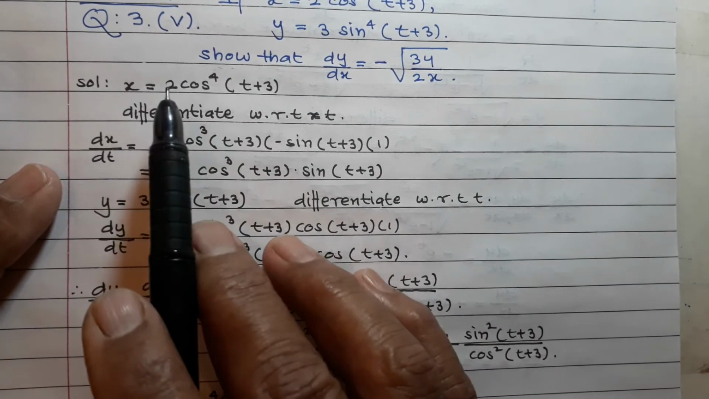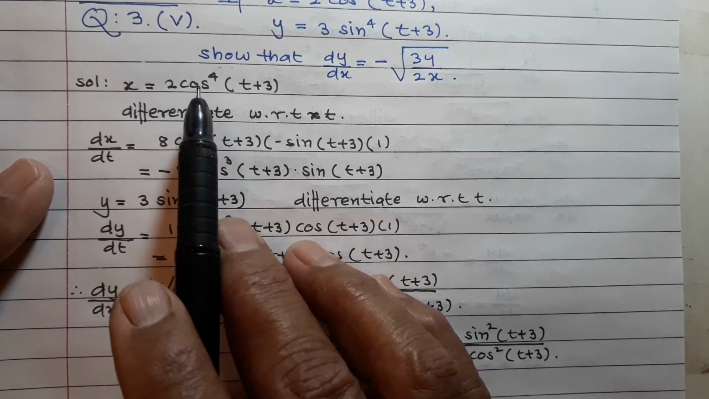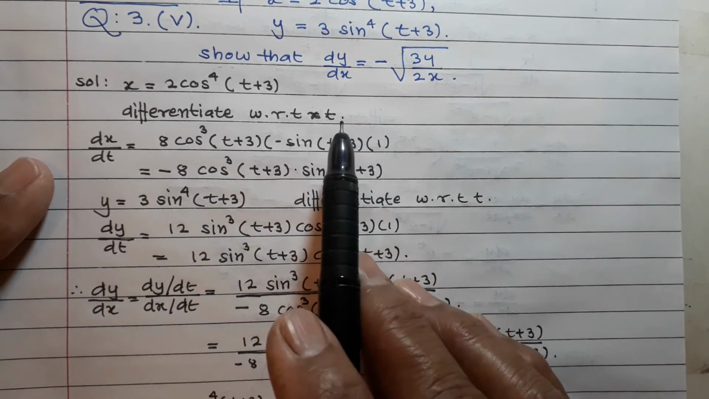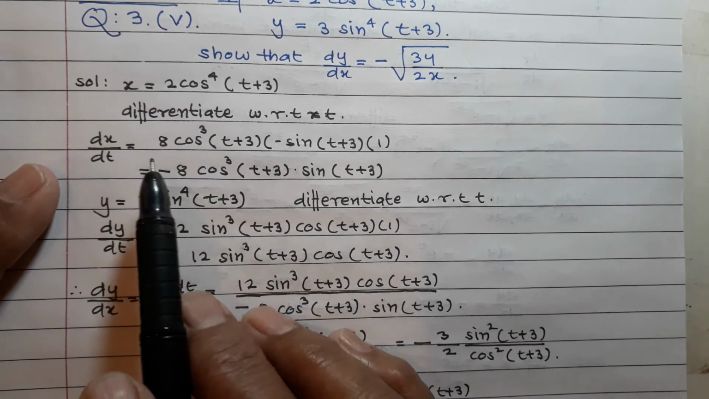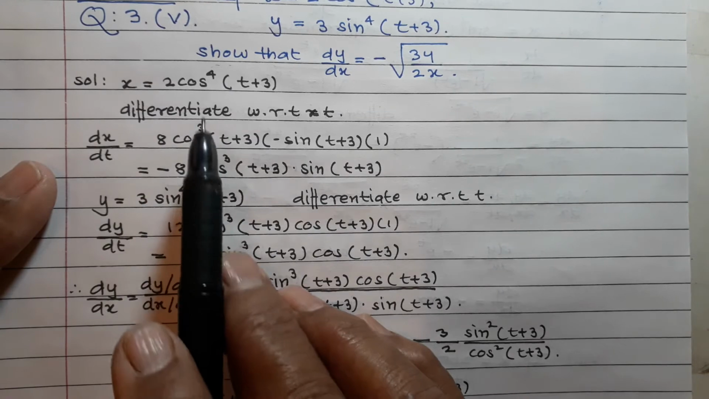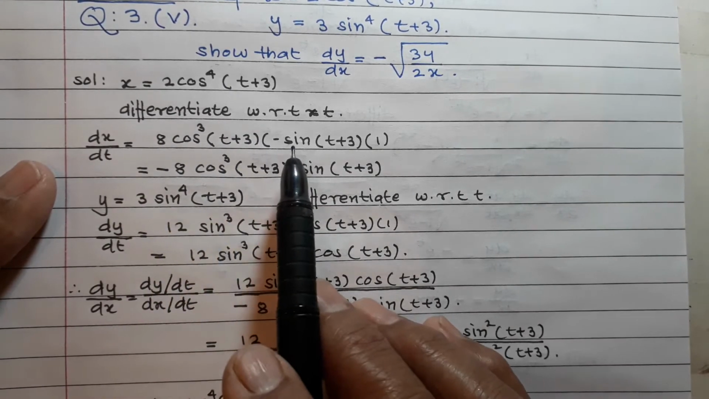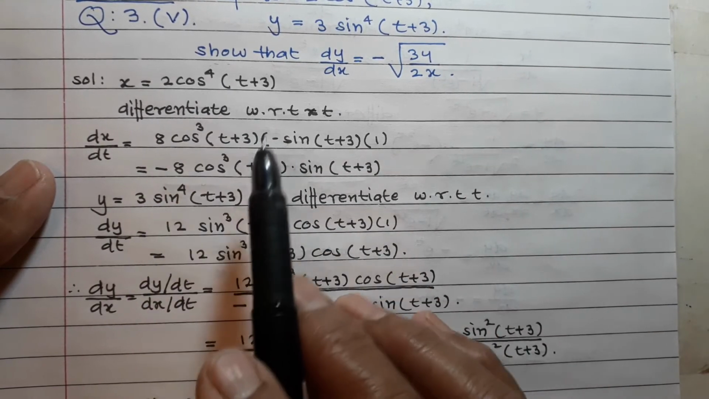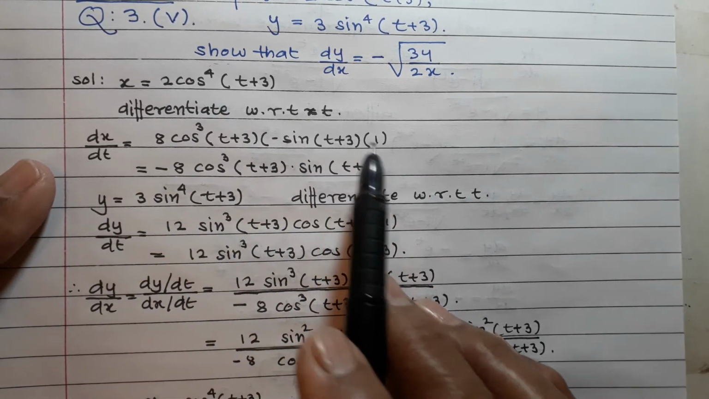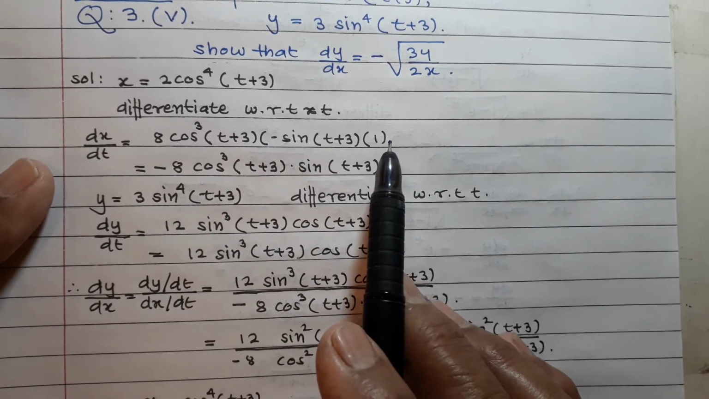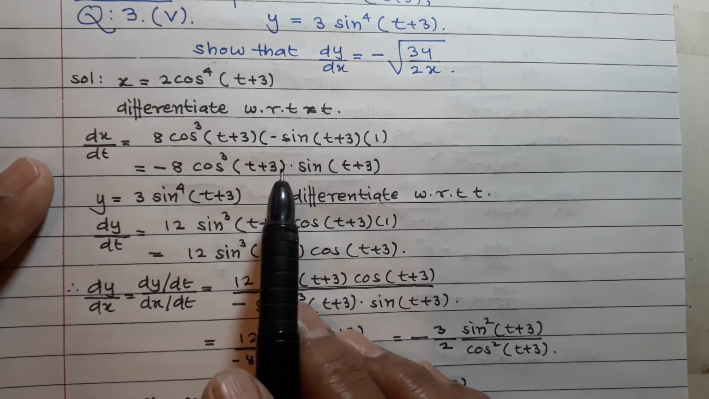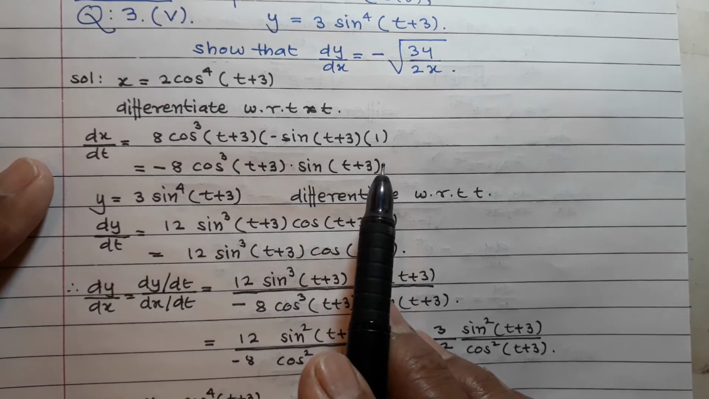Solution: x is equal to 2 cos^4(t+3). Differentiate with respect to t. dx/dt is equal to 2 into 4, that is 8 cos^3(t+3), into the derivative of cos, which is minus sin(t+3), into the derivative of the inside, which is 1. So dx/dt is equal to minus 8 cos^3(t+3) sin(t+3).